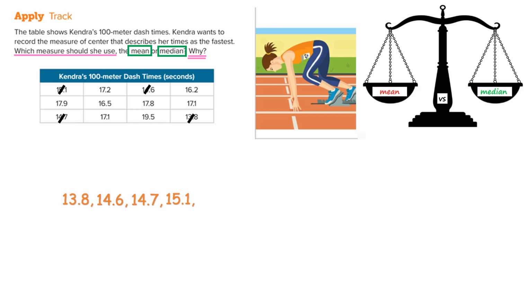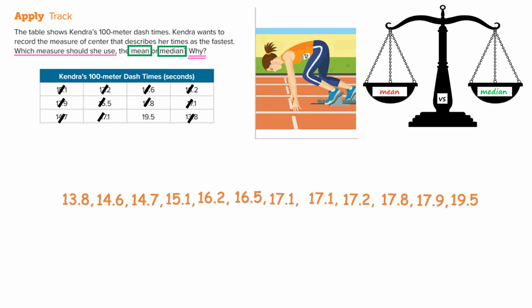Then I look at my 16s, and in my 16s, I have a 16.2 and a 16.5. So 16.2 has to come first, followed by the 16.5. Now I'm left with 17s, and I have multiple 17s. So I got to make sure that I have them all, as well as put them in order from least to greatest. So I have a 17.1, another 17.1, a 17.2, a 17.8, a 17.9. And then I'm left with her longest race as 19.5.